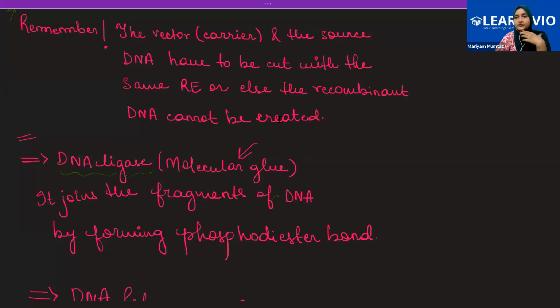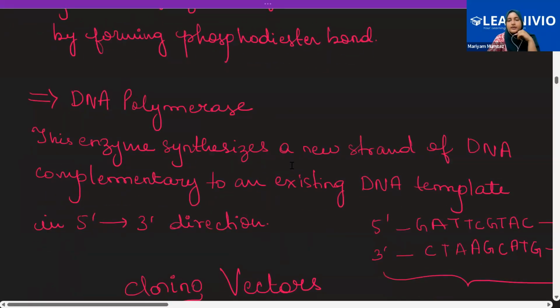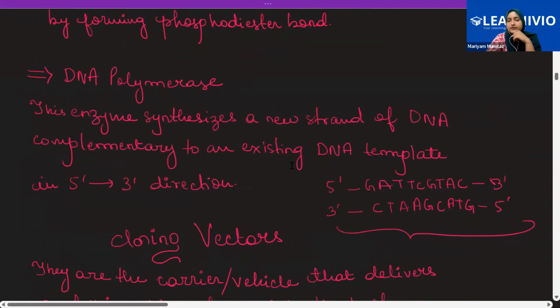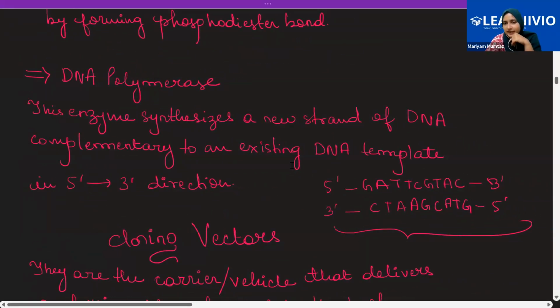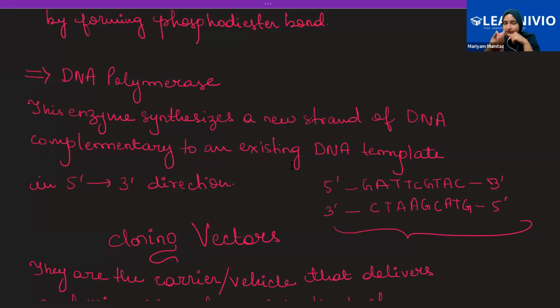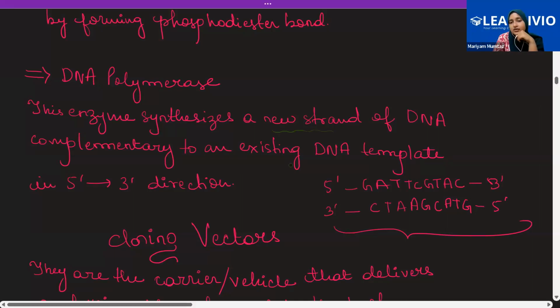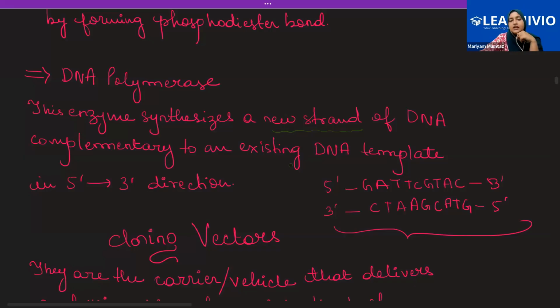Now see students, furthermore, let's talk about DNA polymerase. Now all of you have seen how DNA polymerase works, right? If it is a DNA dependent DNA polymerase, obviously it will synthesize the DNA depending upon the template DNA that is provided. So it synthesizes a new strand of DNA. People have seen it in the replication process.